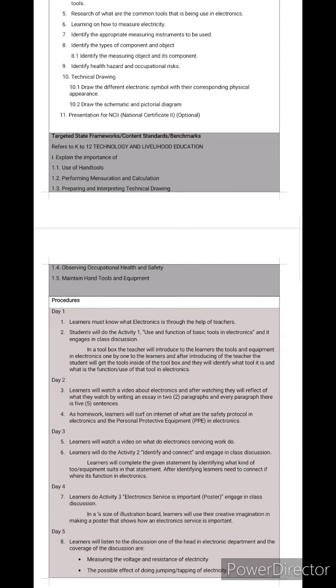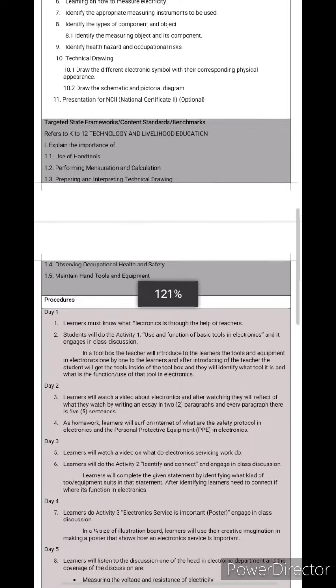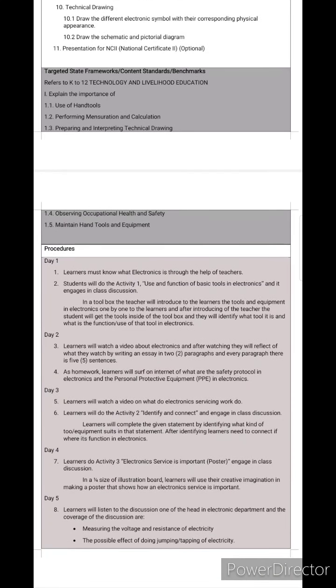Let's go on. For the procedures, Day 1. Learners must know what electronics is through the help of teachers. Second, students will do Activity 1, use and function of basic tools in electronics, and engage in class discussion. In a toolbox, the teacher would introduce the tools and equipment in electronics one by one to the learners. After the introduction, the students will get the tools inside the toolbox and identify what tool it is and what its function or use is in electronics.